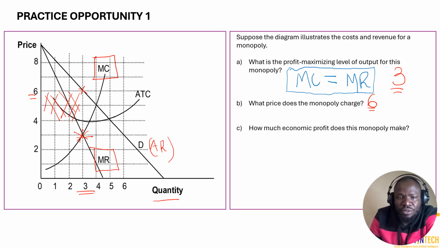Hence, you are going to say the profit, I use pi to represent profit, is equal to the price, which is 6, minus the cost, which is 4, multiplied by the quantity, which is 3. This is equal to 6 minus 4, it's 2, multiplied by 3, hence the profit is equal to 6.